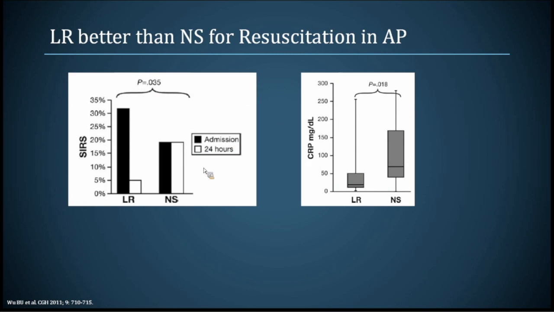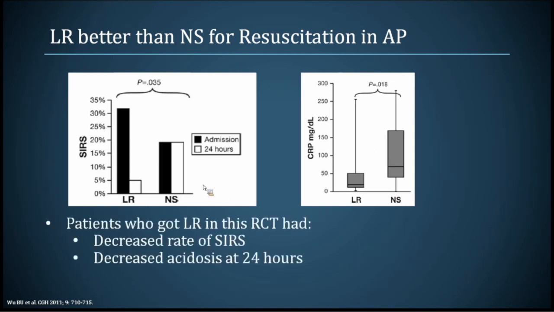And again, just looking at rates of SIRS alone, if you look at patients in an LR group, there was a high rate of SIRS to start, 30%. Then 24 hours later, that rate of SIRS dropped to only 5%. In the normal saline group, they stayed at about 20%, and this is actually a randomized study. And if you look at levels of CRP, in the LR group, the CRP levels were much lower after getting LR compared to the normal saline group, which had a higher level of CRP. So again, lower rate of SIRS, lower rates of acidosis, and certainly decreased levels of CRP.